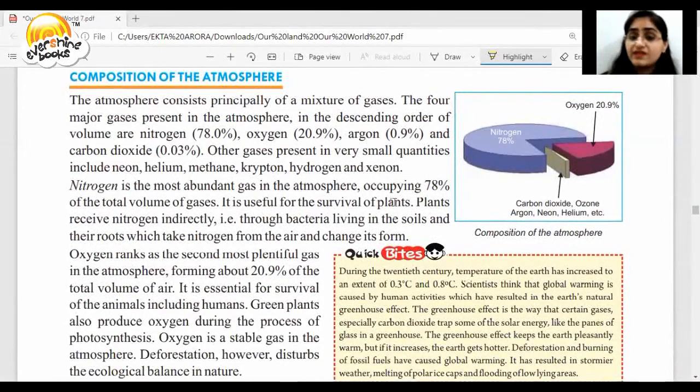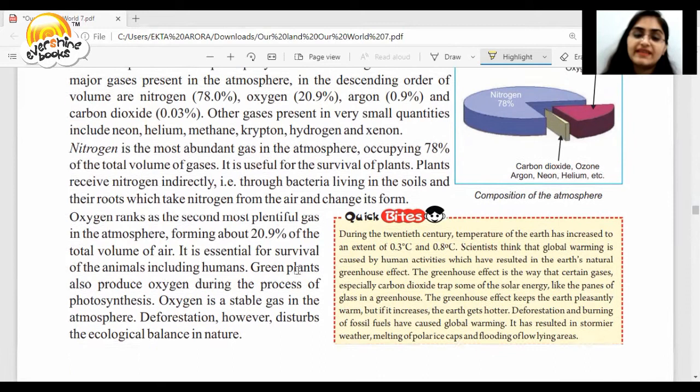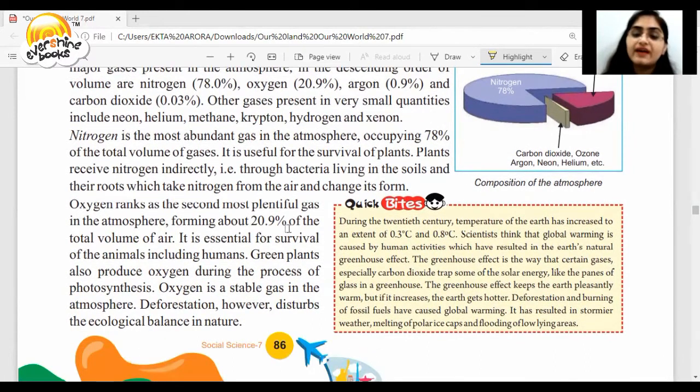It's very useful for survival of plants. Plants receive nitrogen indirectly, that is, through bacteria living in the soil and their roots, which take nitrogen from air and change its form. Oxygen ranks as the second most plentiful gas in the atmosphere, forming about 20.9% of the total volume of air. It is essential for survival of animals, including human beings. Green plants also produce oxygen during photosynthesis. Oxygen is a stable gas in the atmosphere.